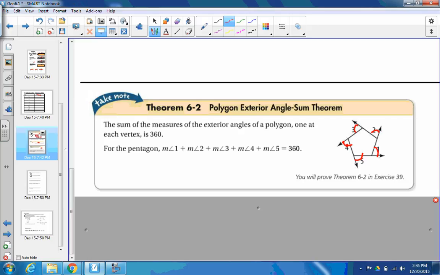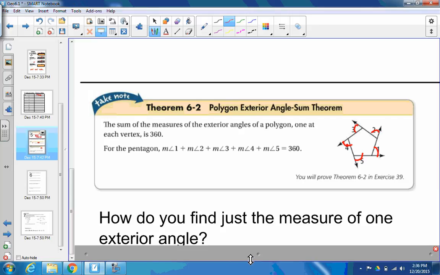So if you wanted to figure out just one angle, this is my next question: how do you find just one measure? Well, take 360 and divide it by n. So 360 divided by 5, I think it's 72. Trust me, we're going to go with 72 on that one. Hopefully I'm right, but I'm fairly certain that one is 72 degrees for each one.